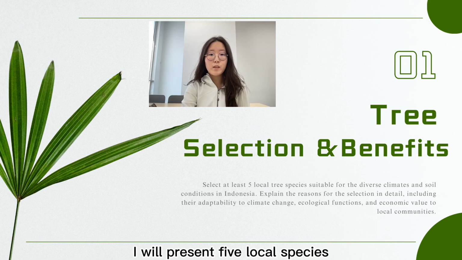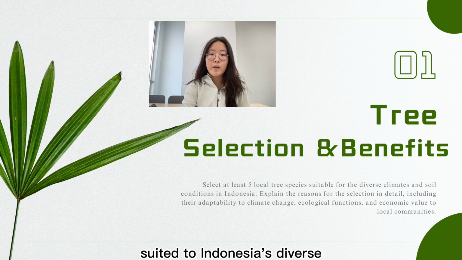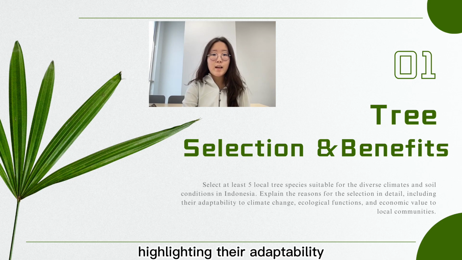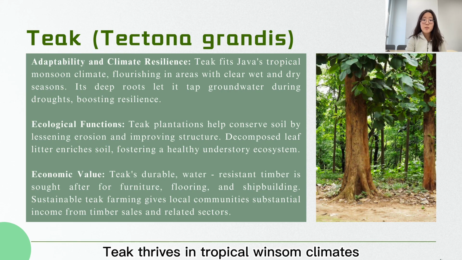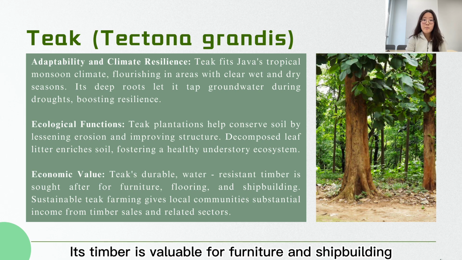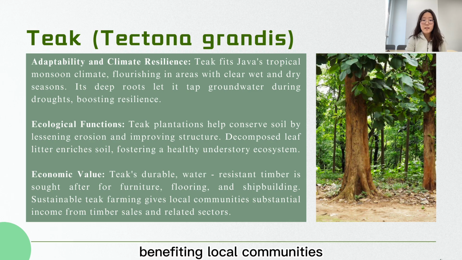I'll present 5 local species suited to Indonesia's diverse climates and soils, highlighting their adaptability, ecological functions, and economic value. Teak thrives in tropical monsoon climates with deep roots that improve drought resilience. Its timber is valuable for furniture and shipbuilding, benefiting local communities.